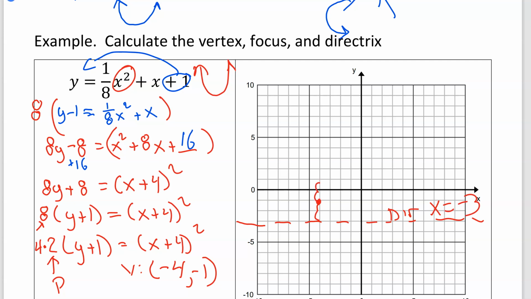And if I count 2 above, it will give me the focus. Focus is at -4, 1. And so our parabola will be doing something like that. Not too bad. Okay, let's look at another one. So pause it if you need to write some stuff down.